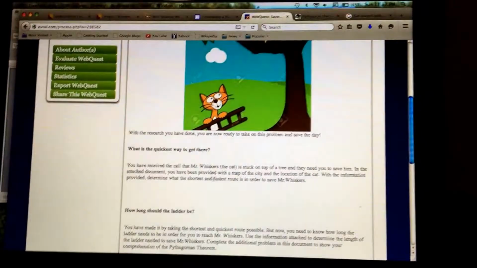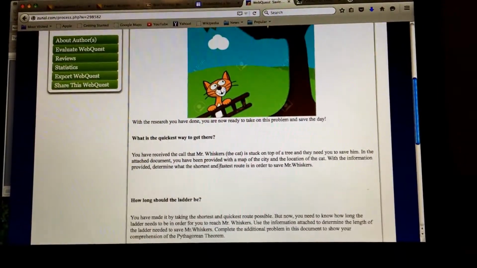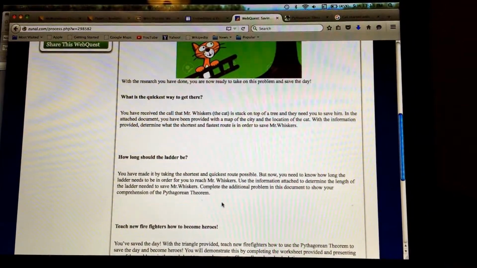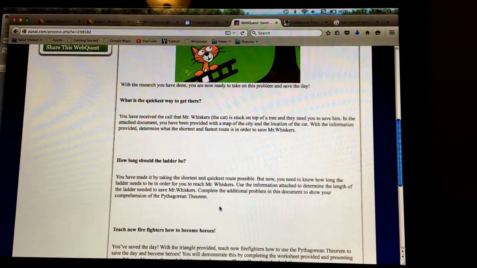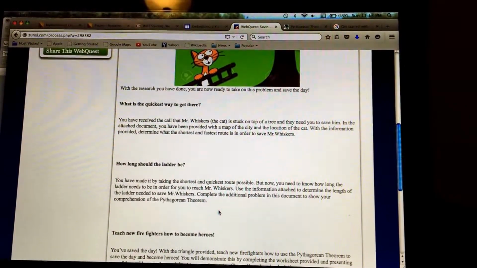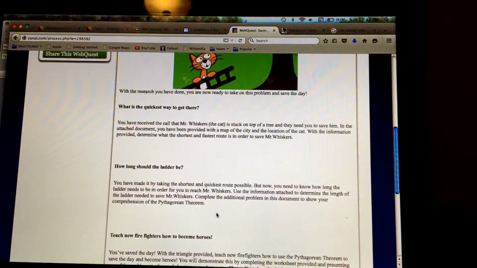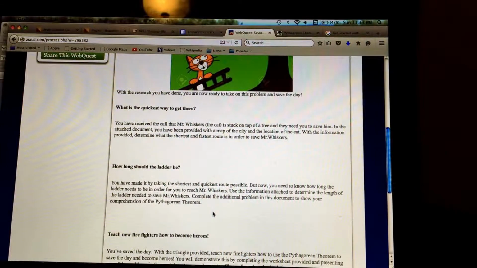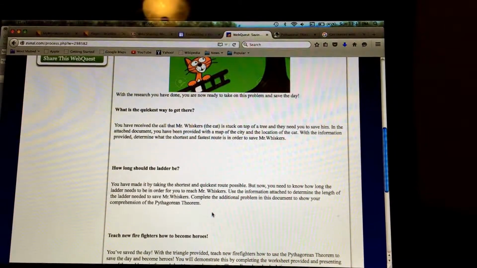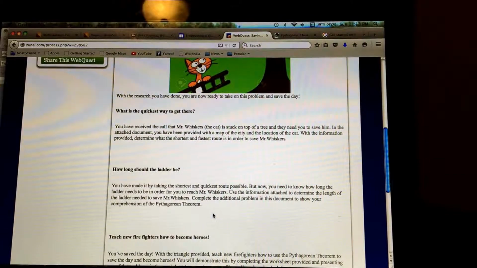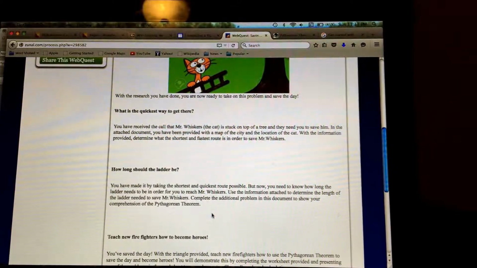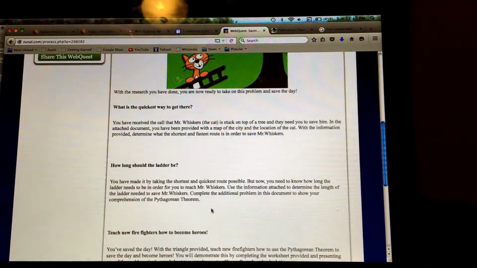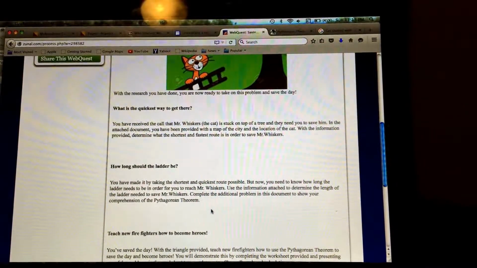How long should the ladder be? In this part of the process, you have made it by taking the shortest and quickest route possible. But now, you need to know how long the ladder needs to be in order for you to reach Mr. Whiskers. You need to use the information provided to determine the length of the ladder and save Mr. Whiskers. Complete the additional problem in the document attached to show your comprehension of the Pythagorean theorem.